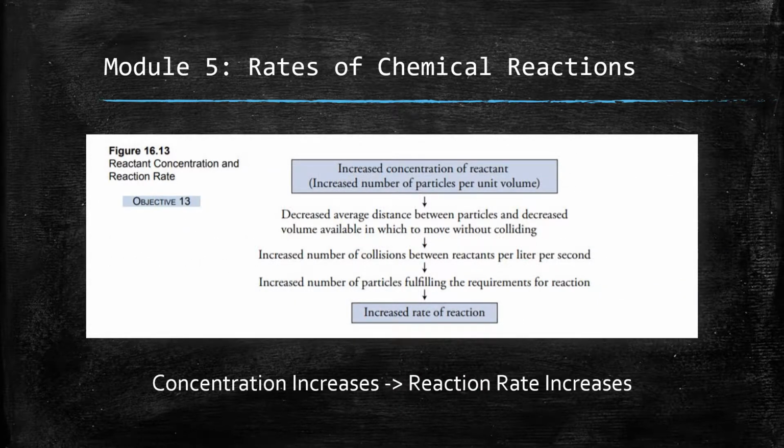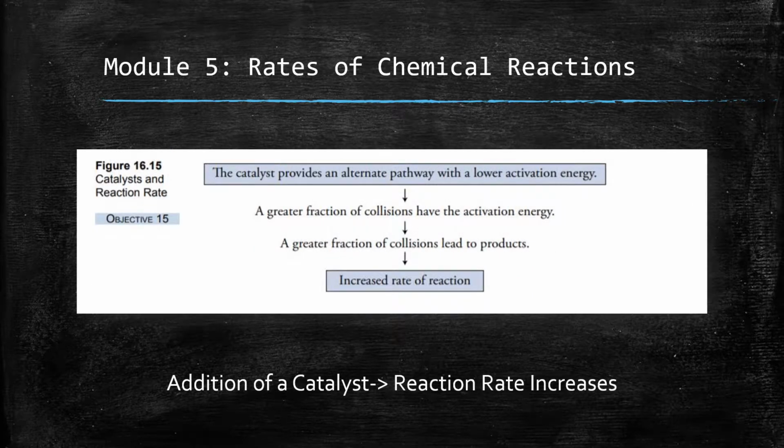Concentration is another factor that can affect the rate of a reaction. An increase in concentration of a reactant increases the reaction rate. A greater concentration of reactants results in a greater number of collisions. Introducing a catalyst to a chemical reaction also increases the reaction rate. A catalyst provides an alternative pathway for the reaction to occur that lowers the activation energy. This way, more collisions have the energy needed for the reaction to proceed.